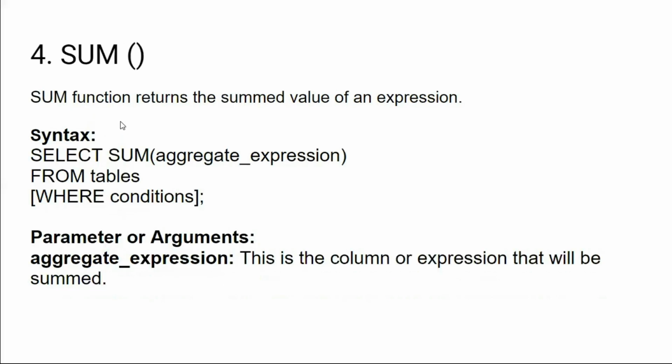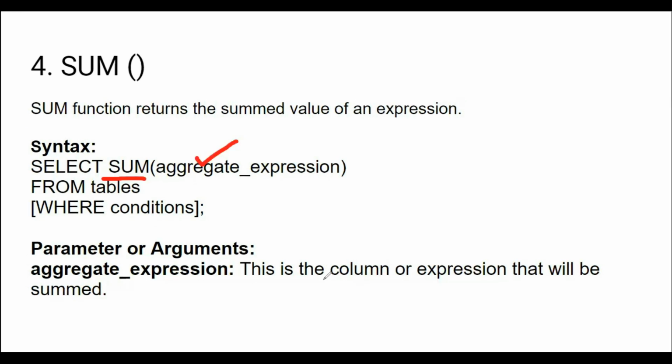The next one is sum. It finds the total value of the given expression. Here we have a sum function. Inside the parameter list, you give the particular column or expression for which you want to find the sum. If you have any other condition, it can be given in the where, order by or group by conditions. Then you will get the value of the aggregate function.